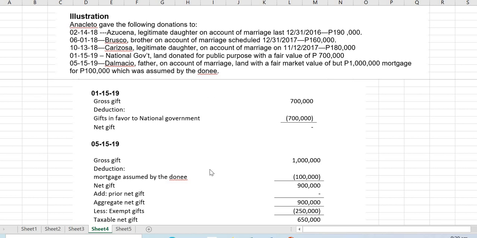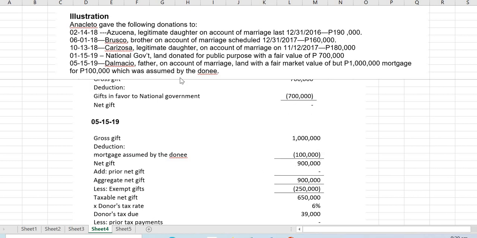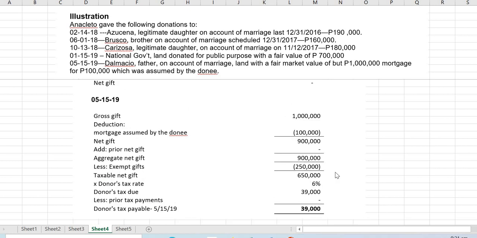On May 15, the gross gift is 1 million. But if there is a mortgage that was assumed by the donee, you can claim it as a deduction. So, the net gift is 900. Add the prior net gift, which is zero, since the net gift on January 15 is zero. So, the aggregate net gift is 900. The tax rate is 6% in excess of 250. So, 900 less 250, 650 times 6 percent. So the donor's tax due is 39,000. So that's it.